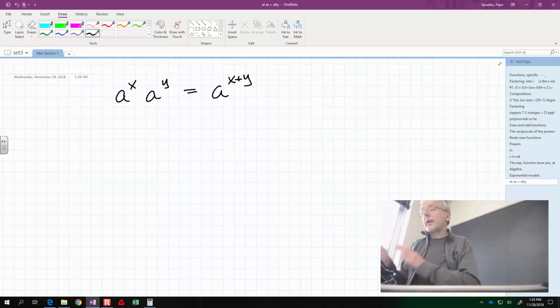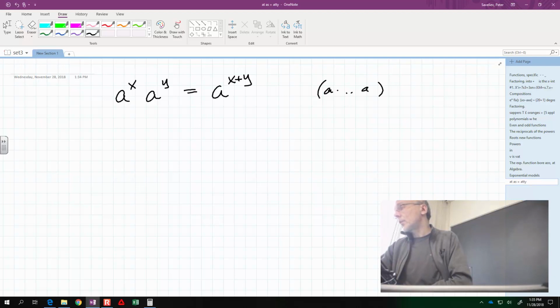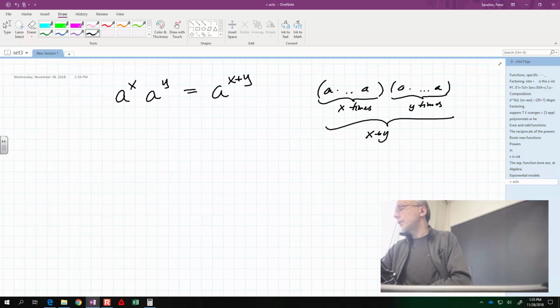Really, nothing necessarily has anything to do with functions. That's just the property of the exponent. Remember, in case you don't remember, this is where it comes from. Always a good idea to remember. x times, y times, all together x plus y times.